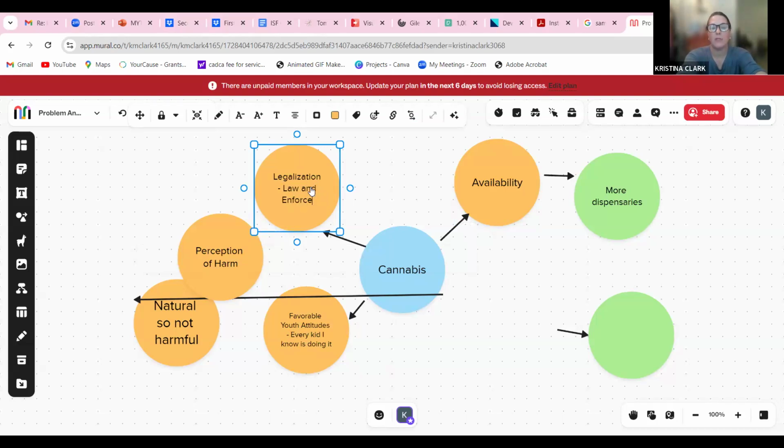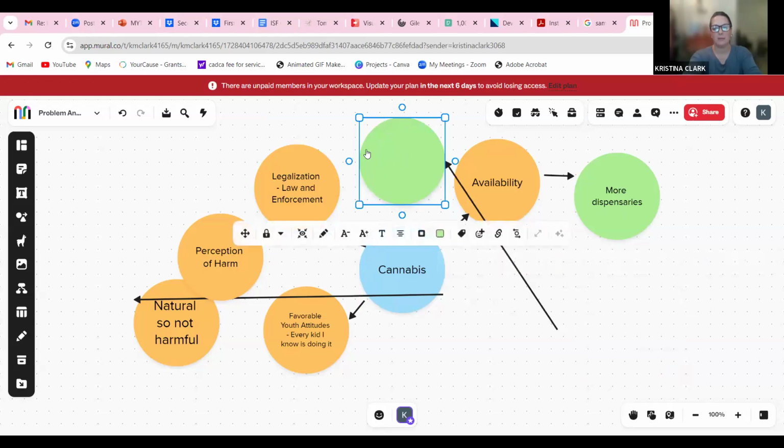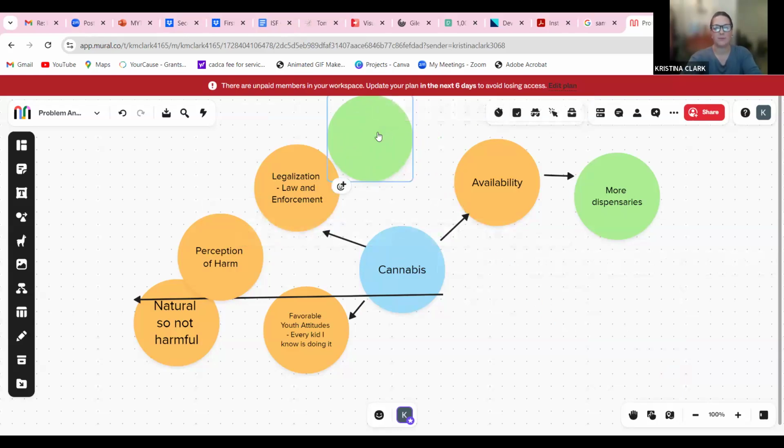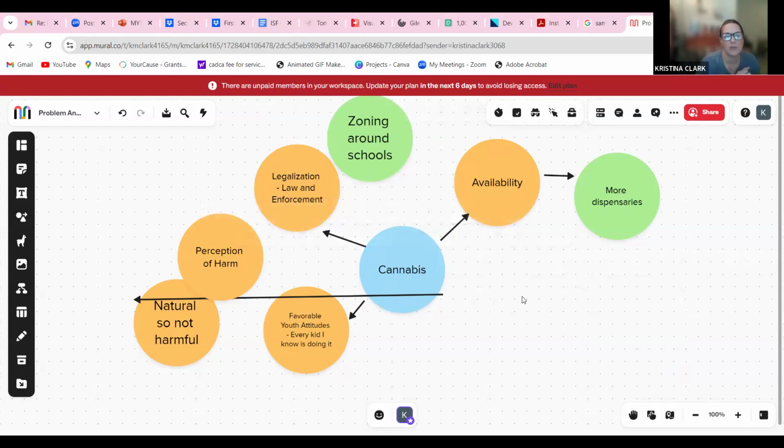So tell me if you have holes or anything in your laws. What does laws and enforcement look like around legalization of cannabis in your areas? Zoning around schools. So is that a problem? Has that been done well or no? This is a safe space. I'm not going to tell anyone. Anything else other than zoning around schools when we think about it?